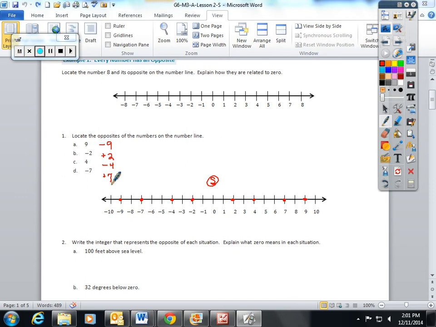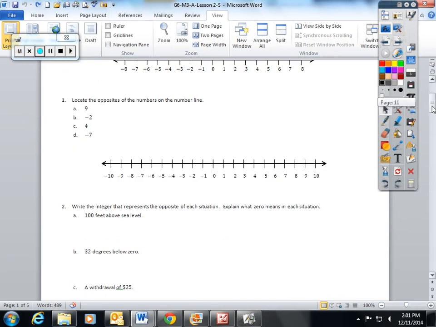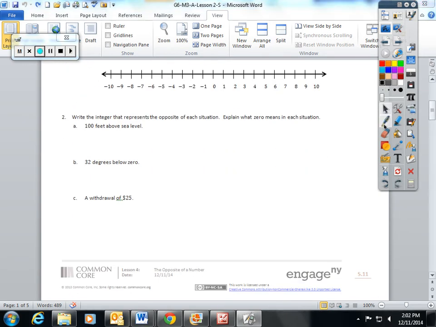Now we're going to go to example 2. I'm going to do A for you, and then you guys can pause the video and try it and talk about it with your partners. Write the integer that represents the opposite of each situation. Explain what 0 means in each situation. So they want us to write the opposite. So with part A, I'm going to start with the integer that's actually represented. Then I'm going to write its opposite. Then I'm going to explain what 0 means.